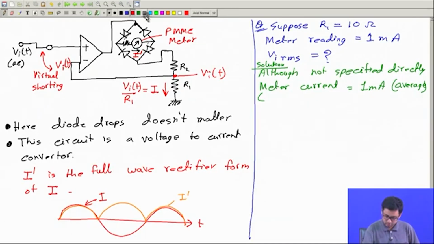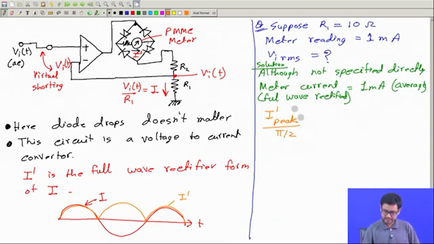The meter current which is full wave rectified is 1 milliampere on an average. So this current, the average of I prime, is 1 milliampere. So what can you say about the peak? I prime peak divided by pi by 2, this is the I prime average.